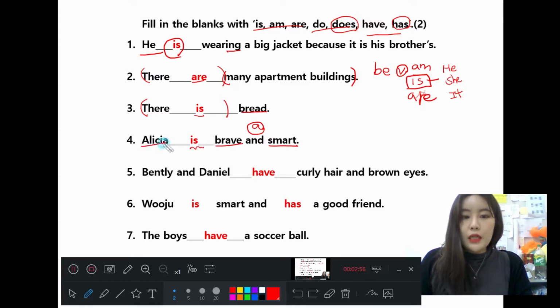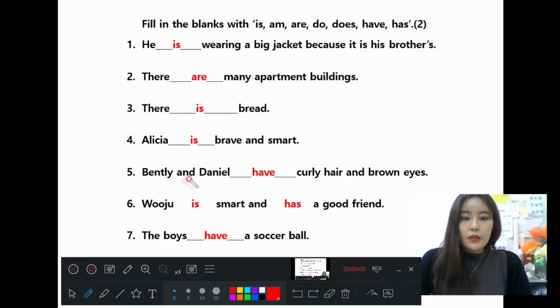When we describe the noun with an adjective, we use the be verb as we already learned. And Alicia is she, right? And what be verb do we use? Yes, is. Good job. Alright, let's take a look at number 5. So Bentley and Daniel, how many people? 2. Yes, good. That's why we have to pick the correct form of verb that can be used with the plural noun as the subject.